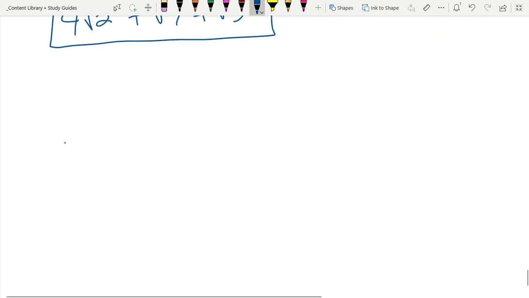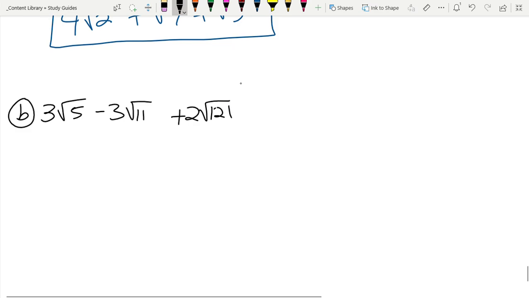Alright, moving on to part B. We start off with 3 root 5 minus 3 root 11 plus 2 root 121 minus 3 root 90. Can't do any of this. They're all different: 5, 11, 121, 90. You always have to have the same radicands if you're going to add or subtract. Let's see if we can simplify anything.